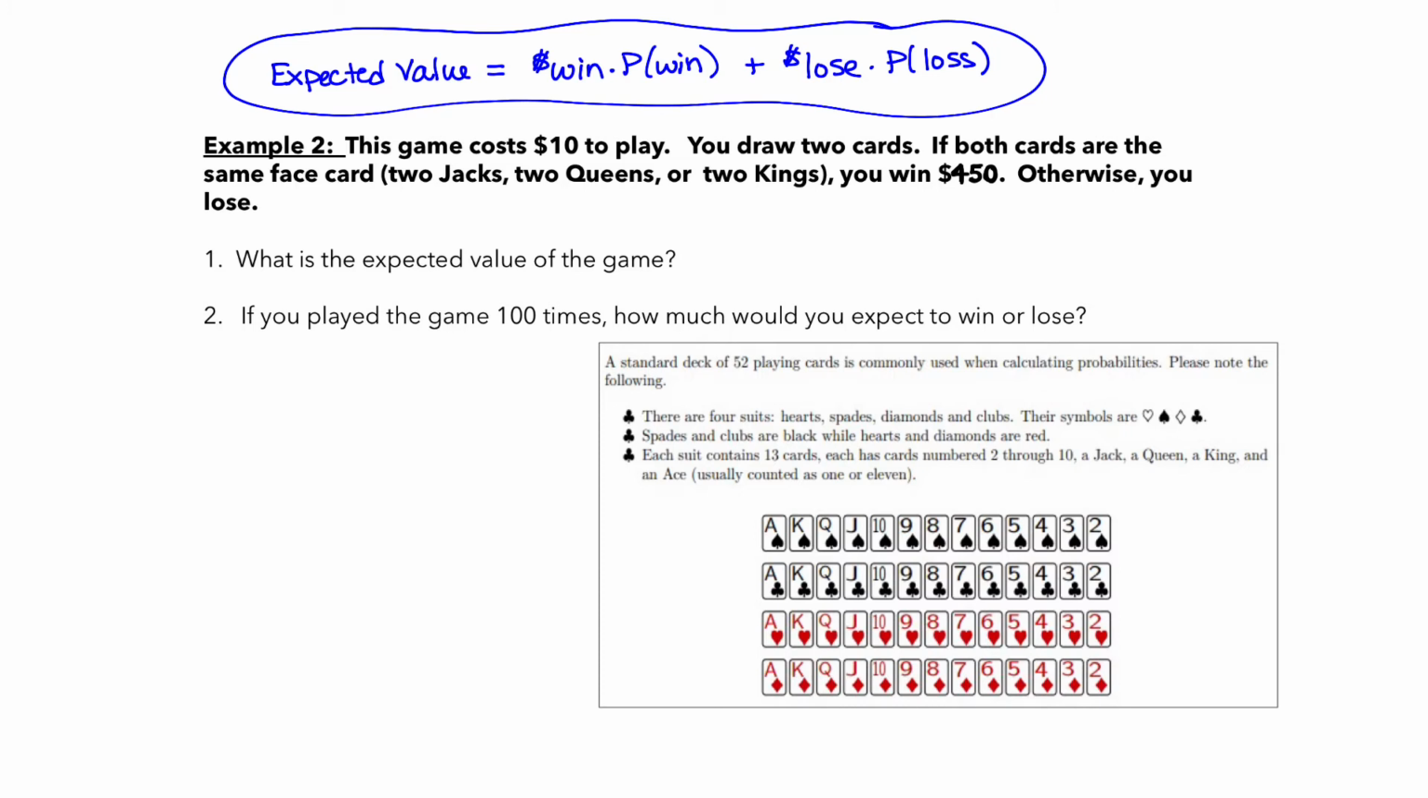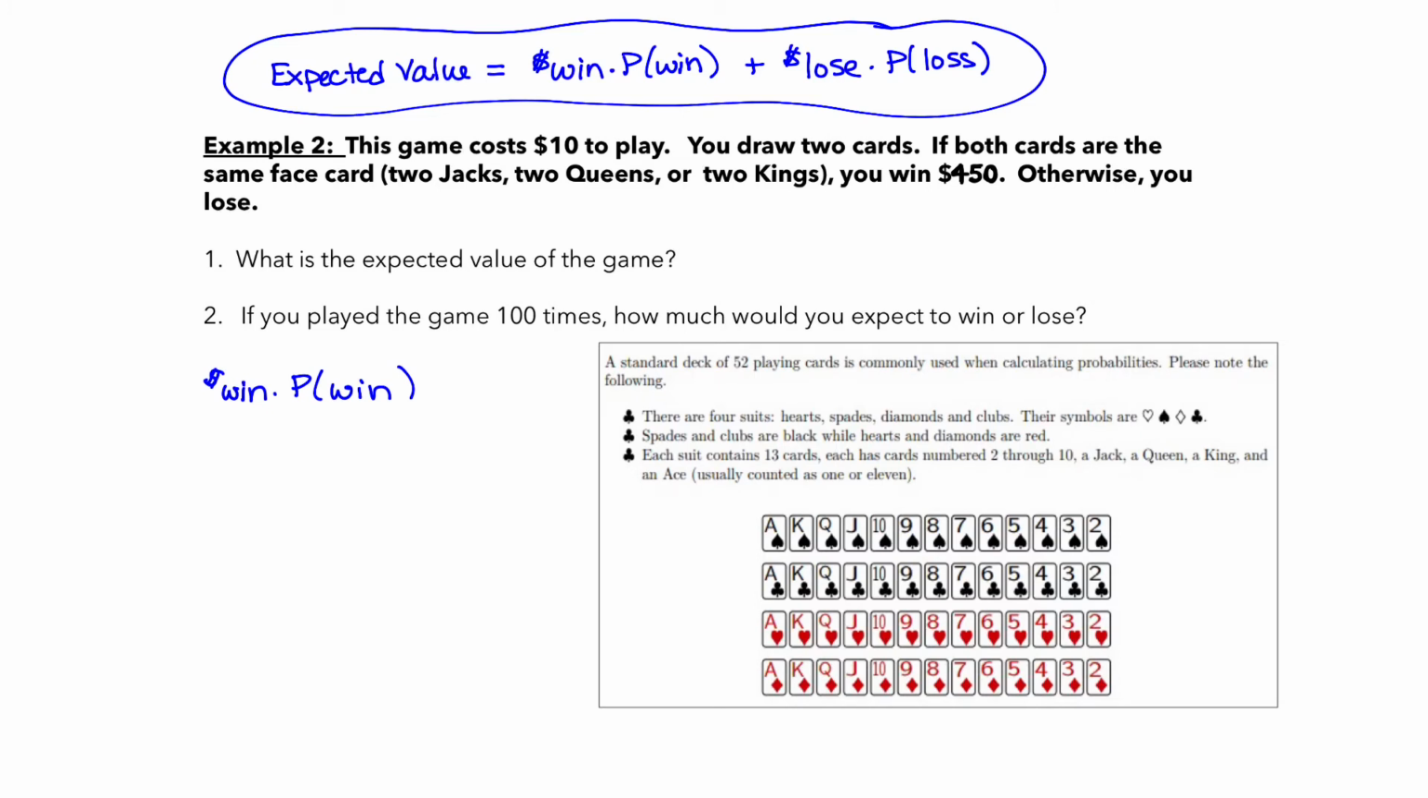We'll start again with our wins. We're going to focus first of all on the amount of money we win, and then we're going to multiply that times the probability a win occurs. But this time, since we're selecting 2 cards, that probability is just slightly more complicated. Let's start with our win amount.